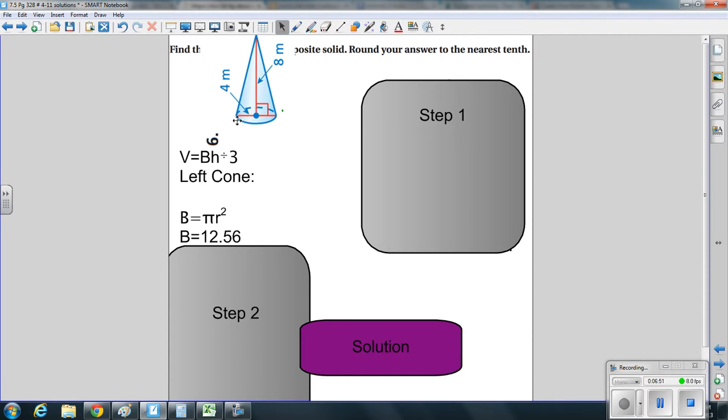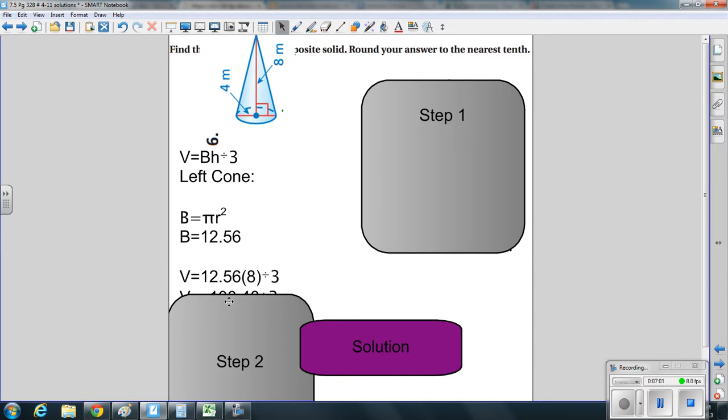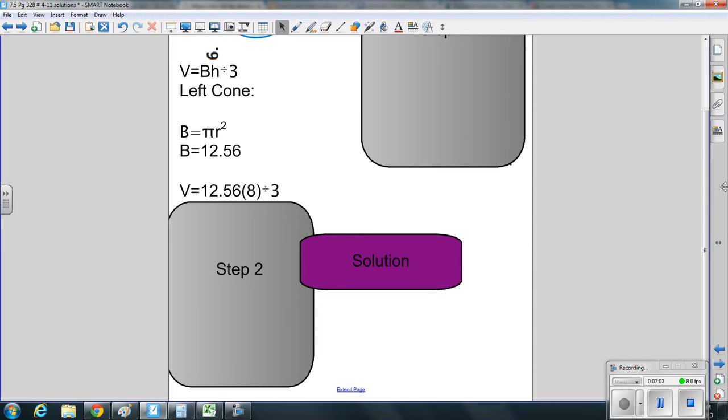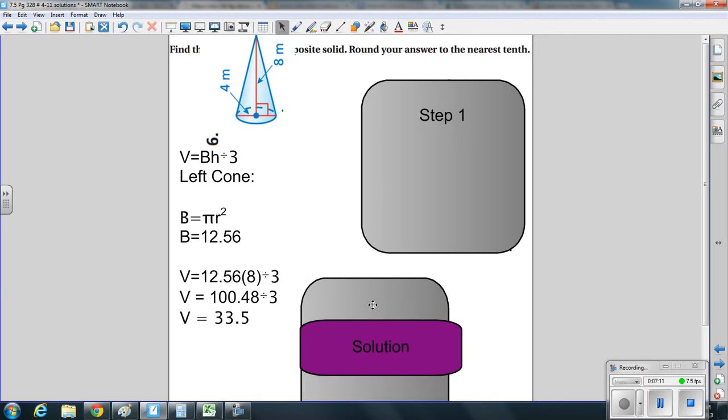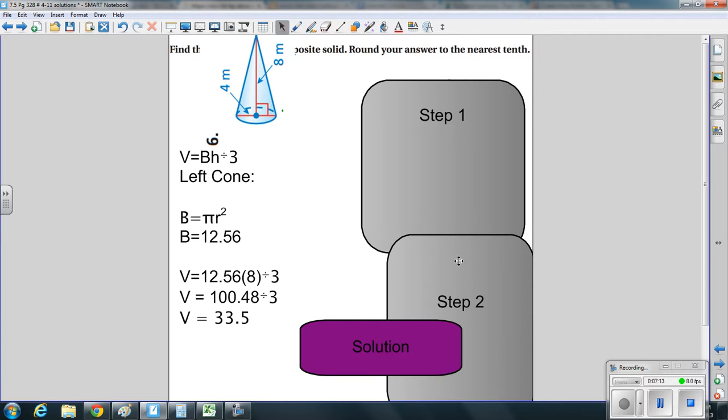So the diameter is 4, so my radius is 2. So 2 squared, it's just like the previous cone. Now we take the area of the base times the height. The height is 8. Then we divide that by 3. Put all this in your calculator, and you get an answer of 33.5.